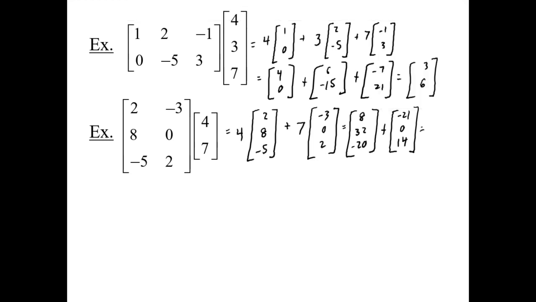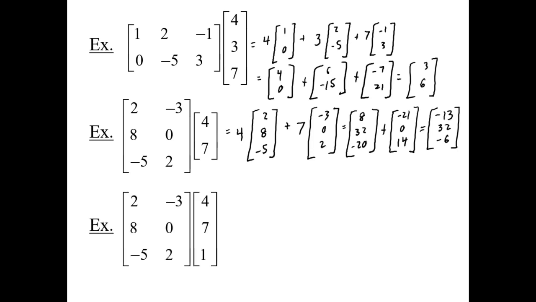And then finally, adding two vectors means add the corresponding components. So 8 plus -21 is -13, I think. 32 plus 0 is 32, and then -20 plus 14 is -6. Okay, so there's my answer here.